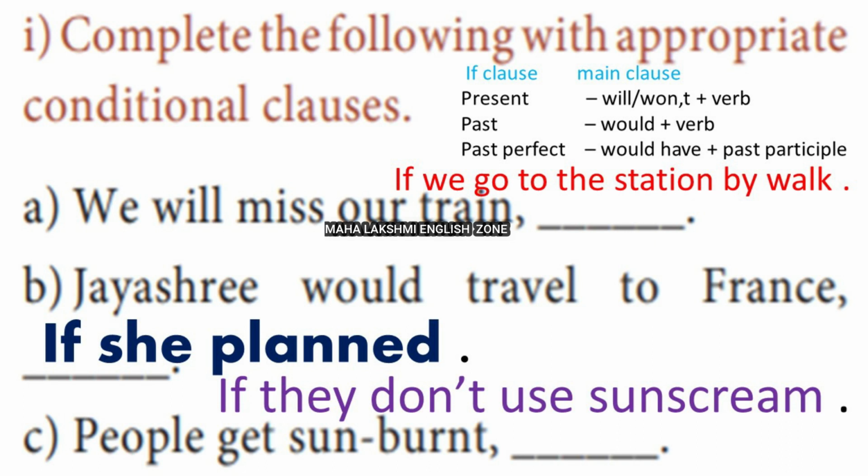Jayashree would travel. See here our verb is would travel in the main clause. So automatically our if clause will take the past tense. So she planned. So planned is the past tense here. Jayashree would travel to France if she planned. Then, people get sunburned. Here get is the present tense. So our answer will be either will plus verb or won't plus verb. So if they don't use, so don't is the form we are using, don't use sunscreen.